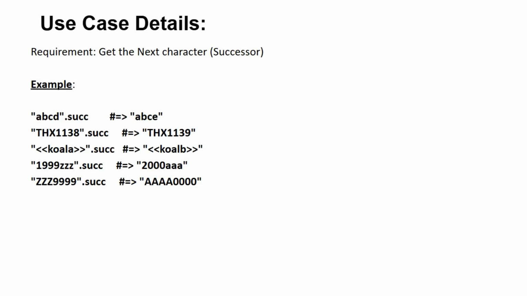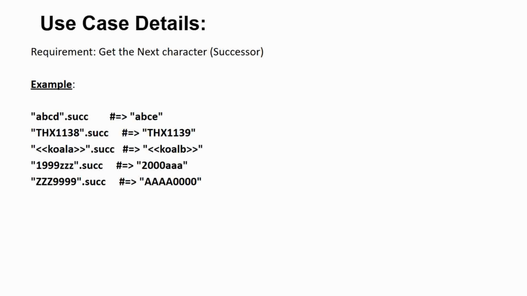There are a couple of requirements. One of them is to get the next character, that is, the successor. You may get a requirement to get the next character in a given string, say, for example, A, B, C, D. For successor, we don't have an inbuilt function supported by Workato, so we have to use Ruby scripts or other coding languages to get the next character. I'm using a Ruby script here to make it happen.